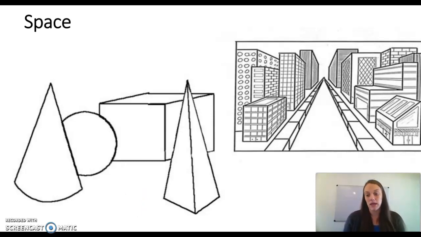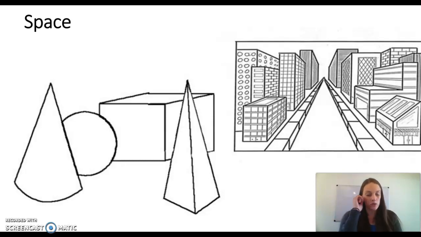And the way that space is being represented on this, and for your assignment this week, this is how I recommend you use space. It's just the easiest way to show it, by overlapping. By putting one object in front of another object, you're creating the illusion of space. It's a really easy way to show that something is in front of something else.